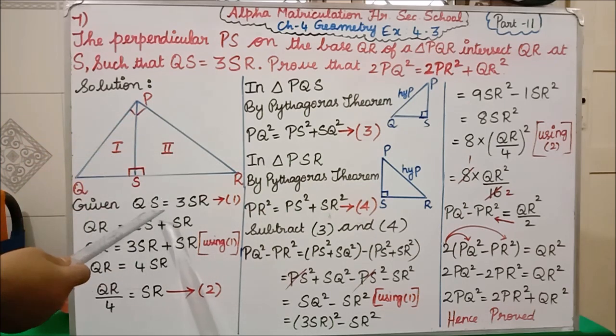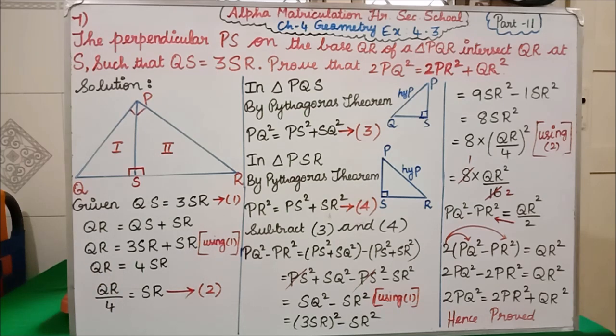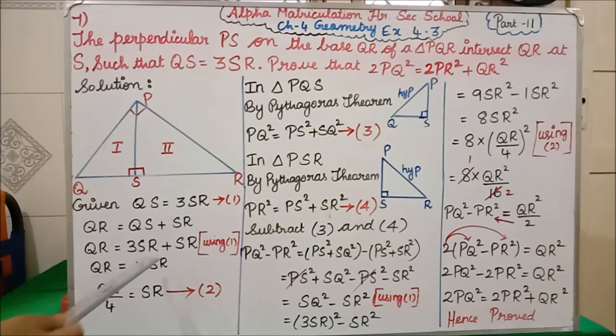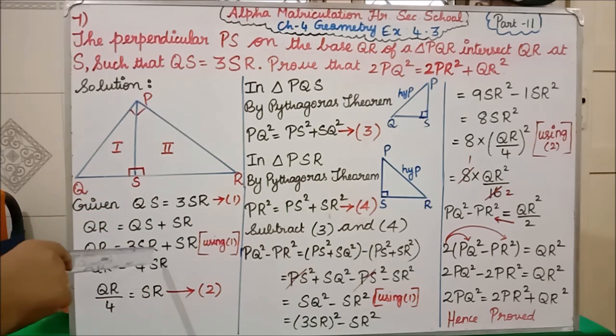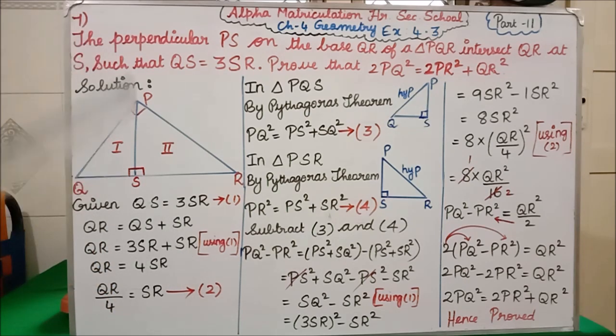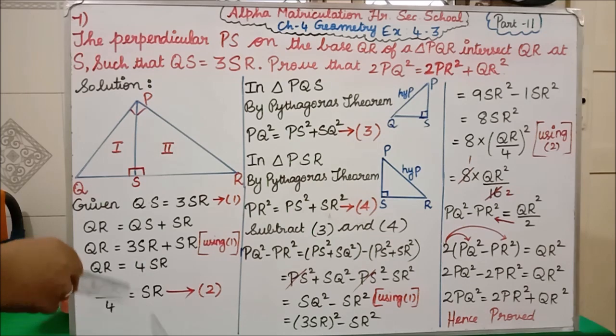Now we know QS value is 3SR. So QR equals, instead of QS, I am substituting 3SR plus SR, in the bracket. Here 3SR, and before SR nothing is there, which means you have to consider 1. So 3 plus 1 is 4SR. So QR divided by 4 will come down, equal to SR. Mark that as equation 2.